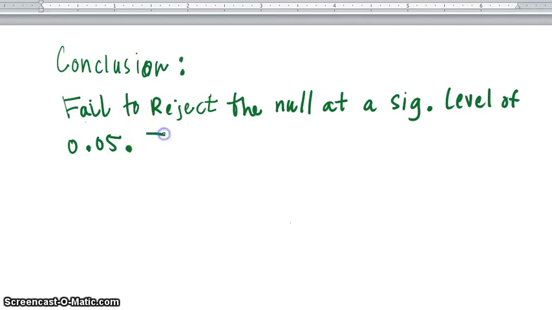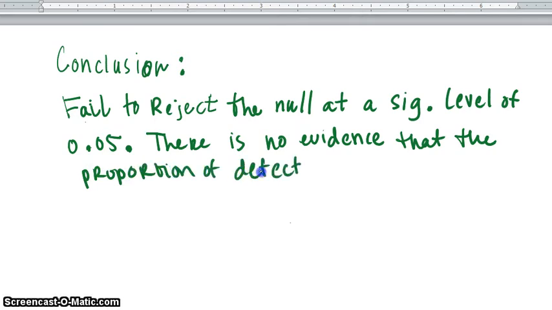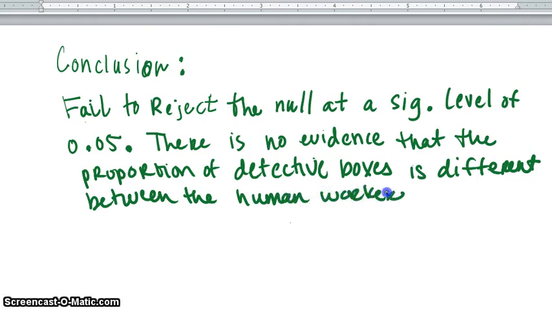And what does that mean? That means that there is no evidence that the proportion of defective boxes is different between the human worker at 3.6% and the robot.